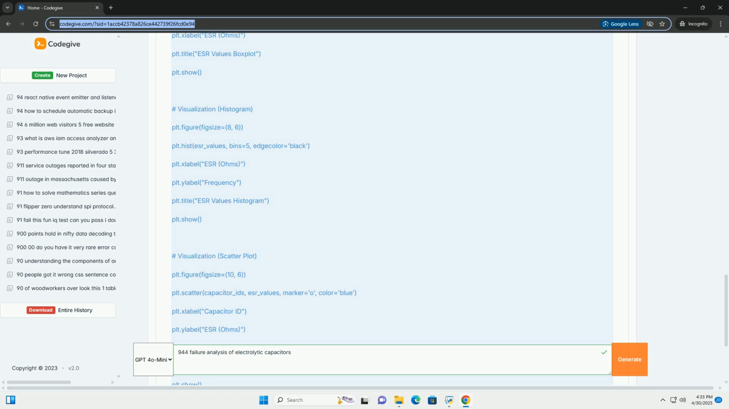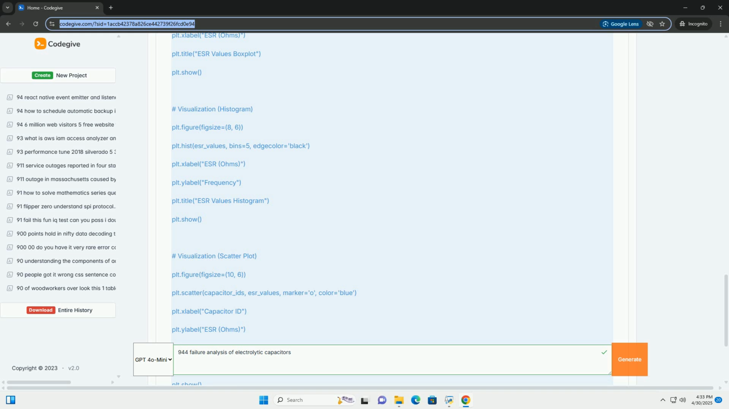Symptoms: complete circuit failure, blown fuses, smoke, and potential fire hazard. Impact: can cause significant damage to the entire circuit. 6. Open circuit.